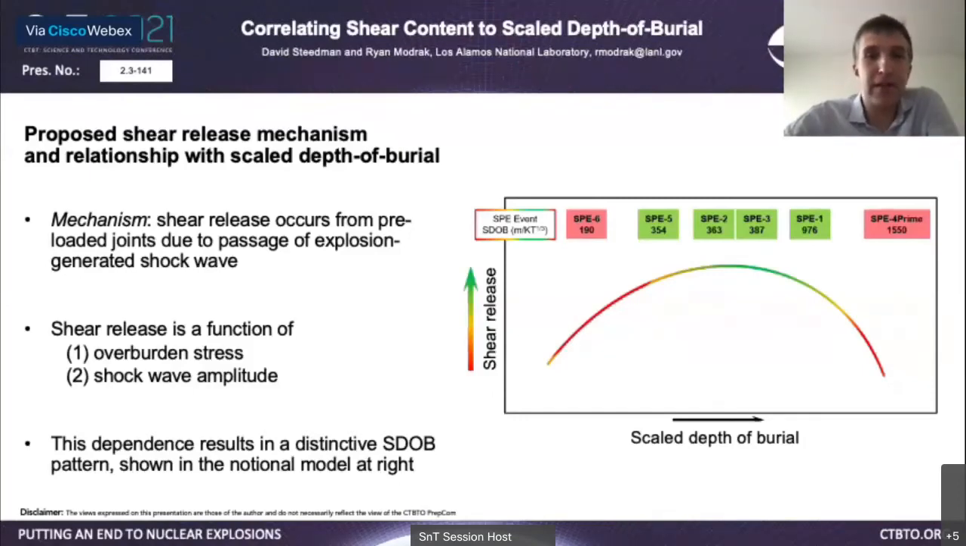In terms of scale depth of burial, this translates to low shear release from underburied events because overburden pressure is too low and the joints are not locked strongly enough. On the other hand, it translates to low shear release for overburied events because overburden pressure is too high and the joints are locked too strongly. These are the ideas behind the notional scale depth of burial figure on the right. I will be referring back to this notional figure repeatedly throughout the talk.